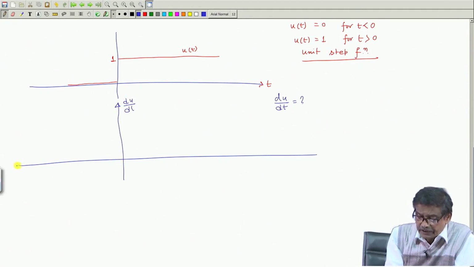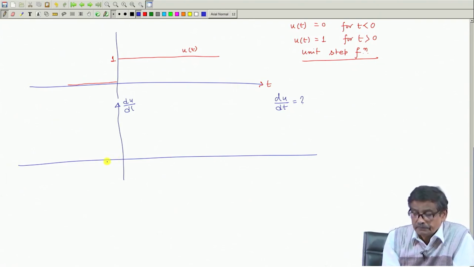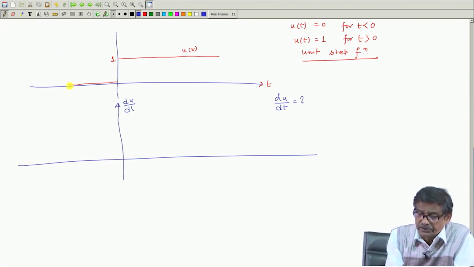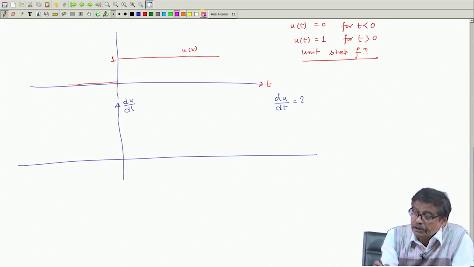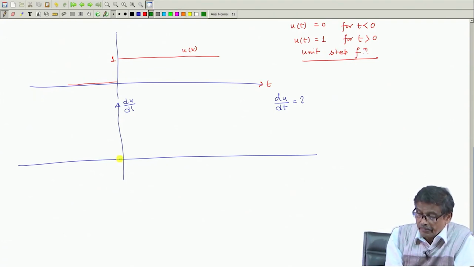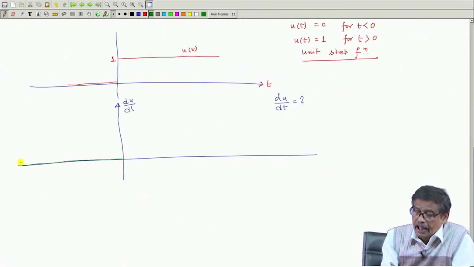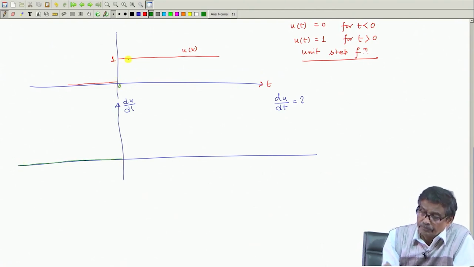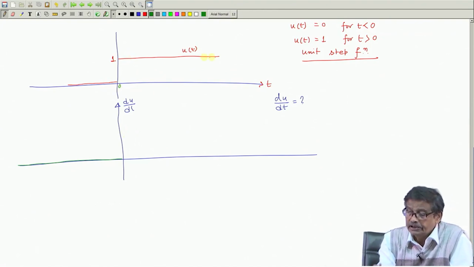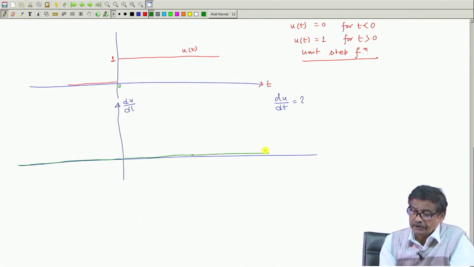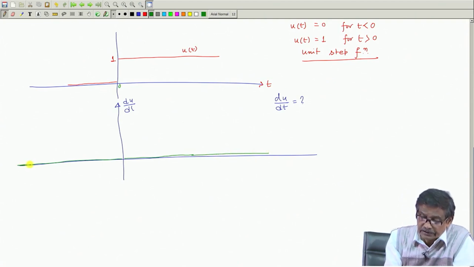Obviously, this portion is very simple, this will be 0 all the time. So, its differentiation of this constant number 0 is 0. So, du/dt will be 0 like this. At t equal to 0, I am not sure, and for t greater than 0, it is once again constant. So, du/dt will be once again a constant number like this. Got the point? So, I am sketching du/dt with this green color.